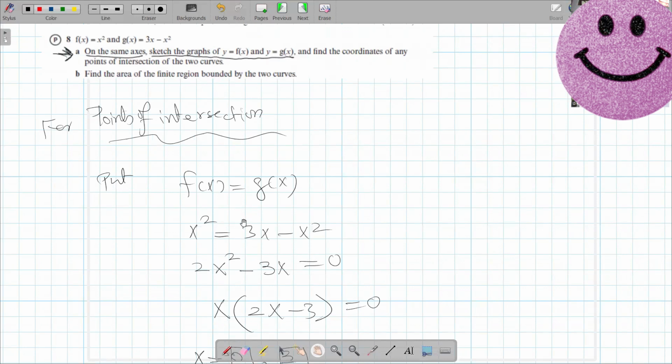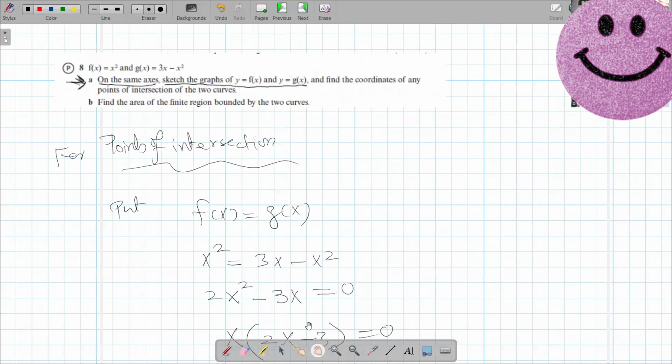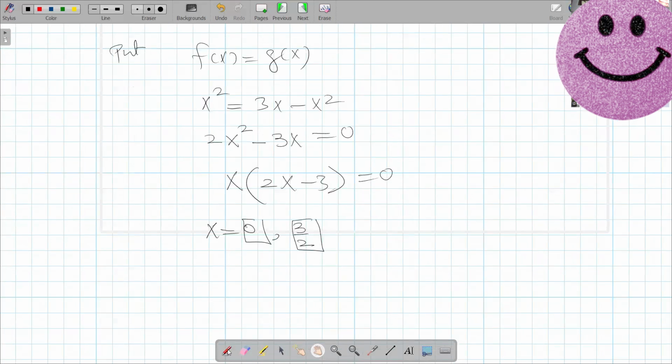Now, for example, you are not sketching the graphs. You know how to sketch, like x squared is just a big bell. Yes. So you need to plot the graph in these limits, in between these values from 0 to 3 by 2. These are the points of intersection, common points.